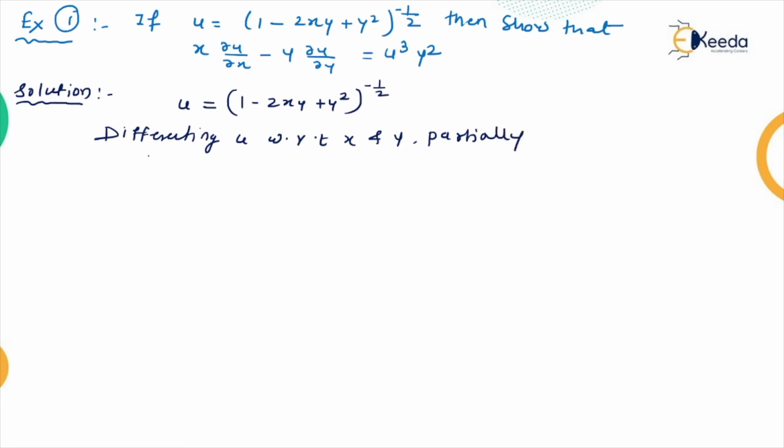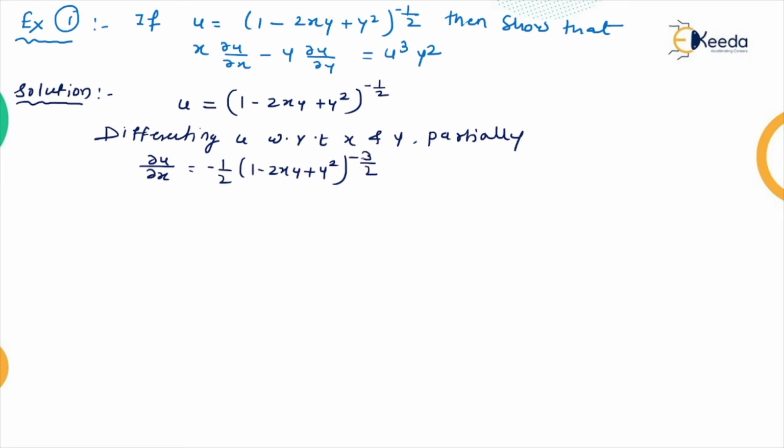So let's see, differentiation of u with respect to x partially. It is denoted by ∂u/∂x, and it's a power derivative. Here you have the bracket (1 − 2xy + y²) raised to minus 1 by 2, and you have to take minus 1/2 minus 1, which gives minus 3 divided by 2.